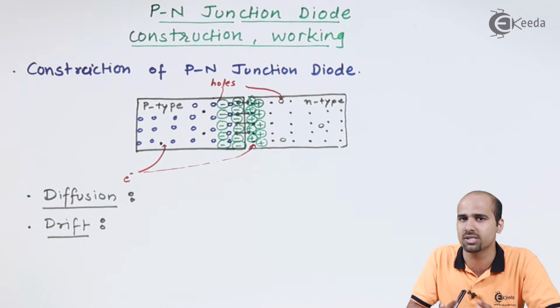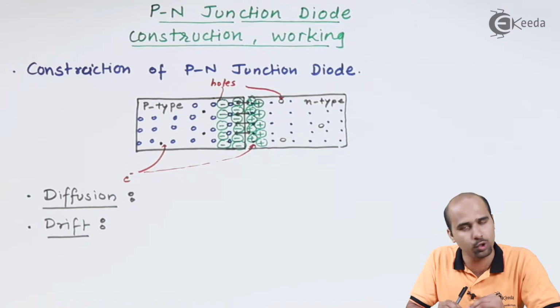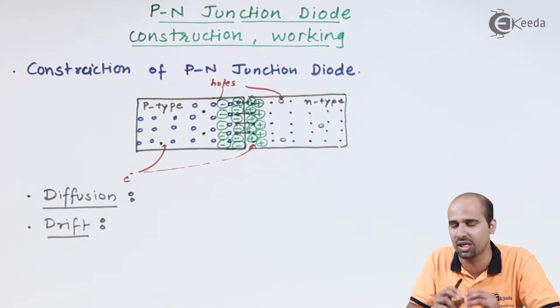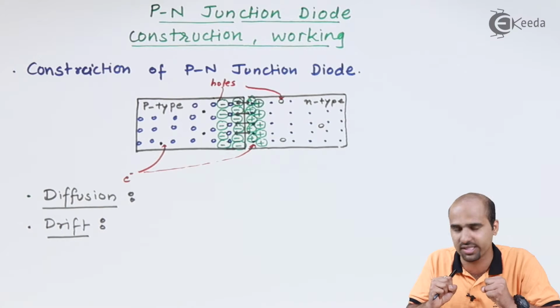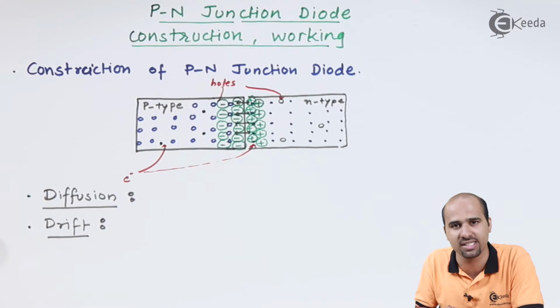Generally in our syllabus, in our circuits, we use one particular extra potential supply so that with that positive and negative potential we will get the force to move electrons towards the p-type and holes towards the n-type. That process is called drift.